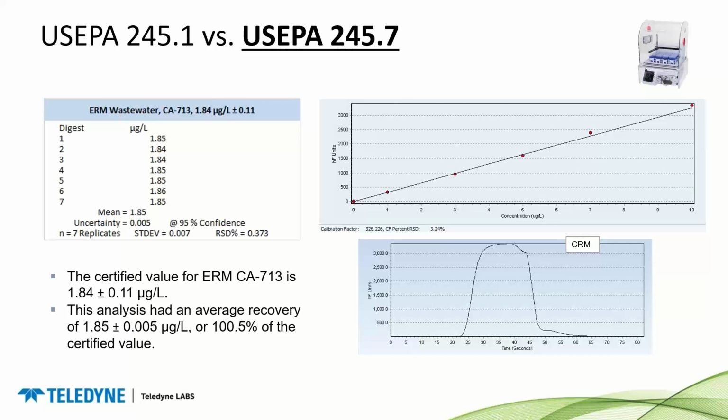So I used the same CRM as the previous 245.1 method. So my average recovery was 1.85 plus or minus 0.005 micrograms per liter. So it was 100.5% of the certified value.